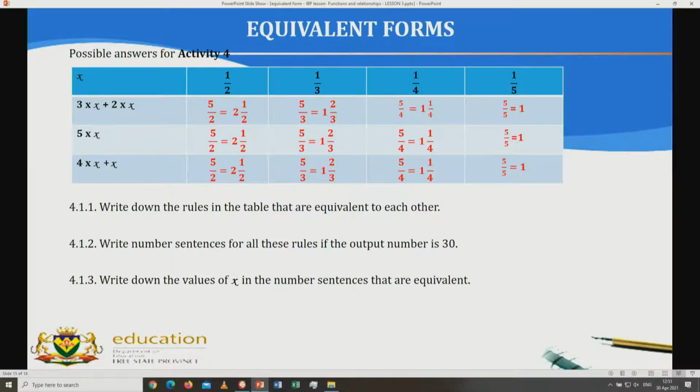And then the second one is 5 multiplied by x. Remember, the input value is half. Then we want to know what is the value of the output value. Then lastly we have 4 multiplied by x plus x.